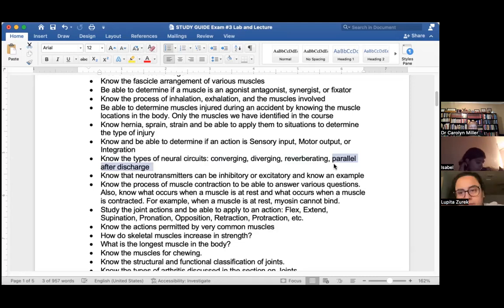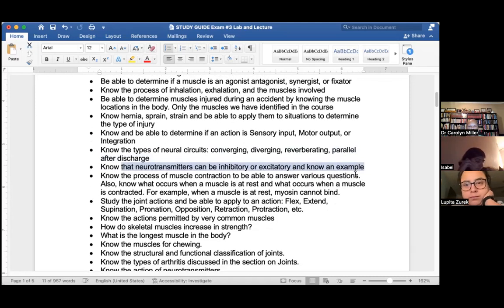Given a specific situation, there are a specific set of steps that you must take in a specific order. And I used math. You have to know which one to do first: parenthetical, non-parenthetical, addition, subtraction, multiplication, in order to get the right answer. So those are exacting, parallel after discharge. Know that neurotransmitters can be inhibitory or excitatory, and know an example. Cardiac: acetylcholine is inhibitory in cardiac muscles. Acetylcholine is excitatory in skeletal muscle.